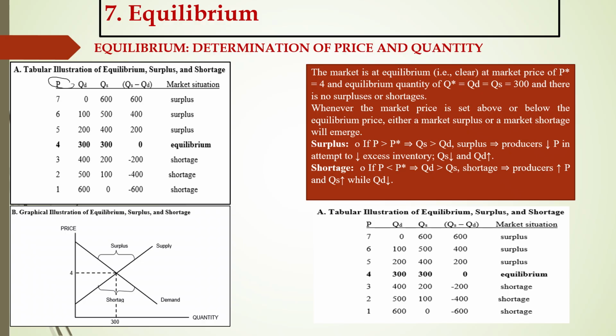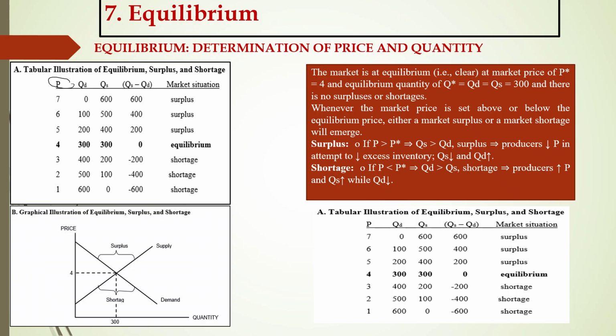How do we calculate? We do supply minus demand. When the result is positive, it means supply is more and demand is less, so there will be a surplus. When supply is less and demand is more, there will be a shortage. And when supply and demand are equal, there will be equilibrium.